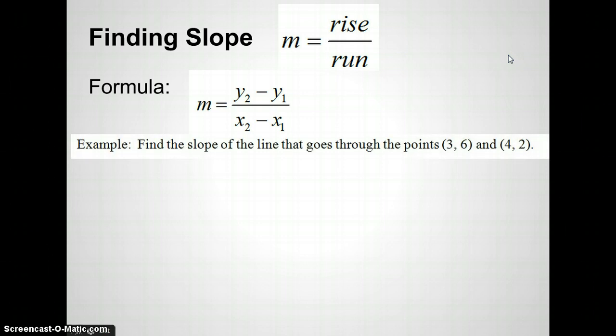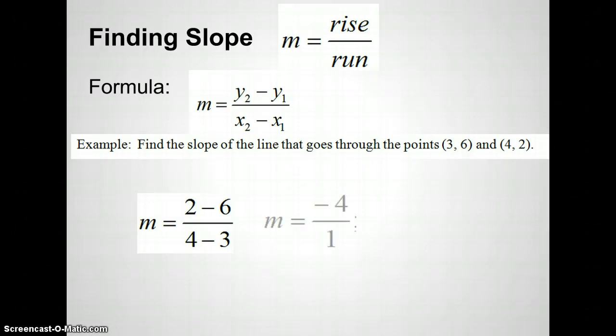So let's look at an example. Find the slope of the line that goes through the points (3, 6) and (4, 2). It may be easiest if you name (3, 6) x sub 1, y sub 1, and name this ordered pair x sub 2, y sub 2. You don't necessarily have to do that, but if you have trouble remembering the formula, it may be helpful. So if I plug that in, I'm going to have 2 minus 6 over 4 minus 3. We always want to simplify this as far as we can. You don't ever want to simplify it to a mixed number or to a decimal. So that simplifies to negative 4 over 1, which then simplifies to negative 4.